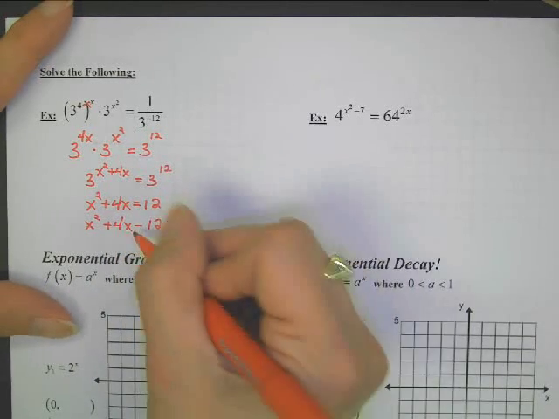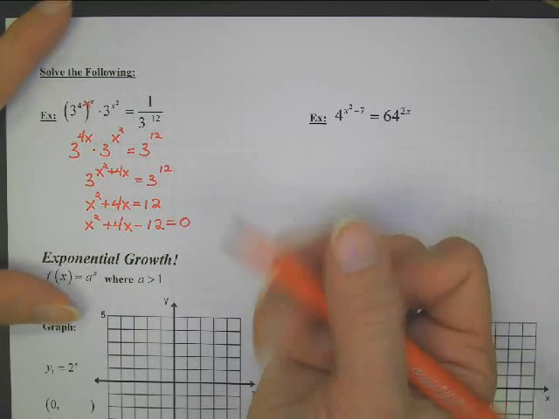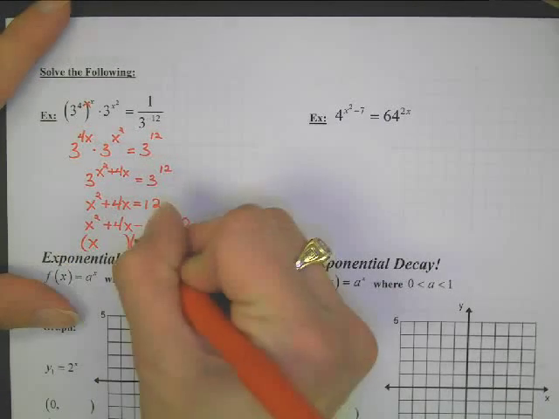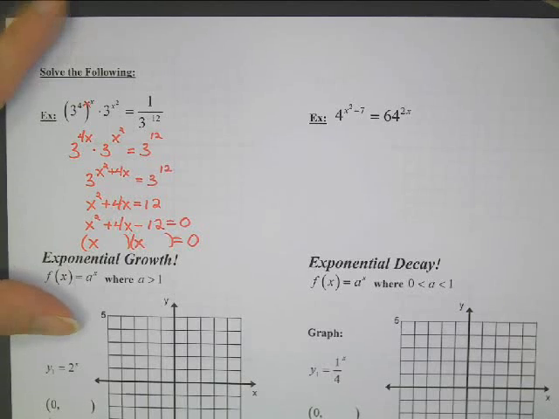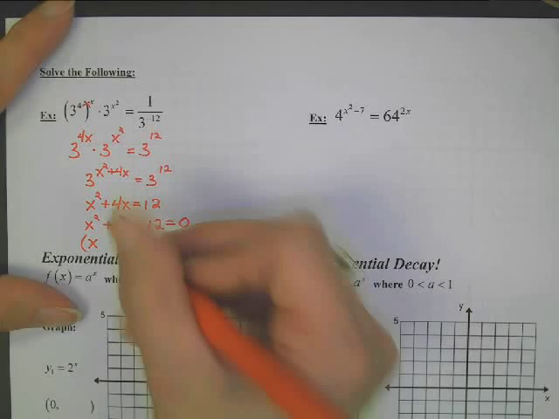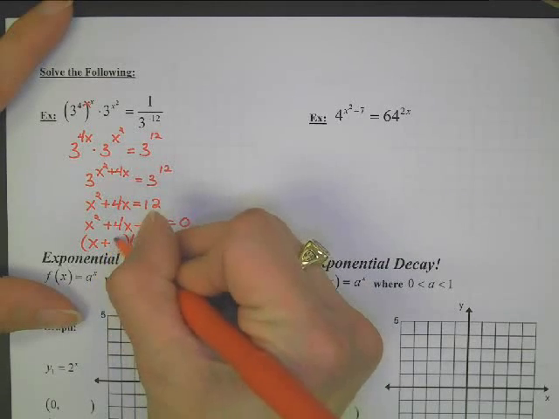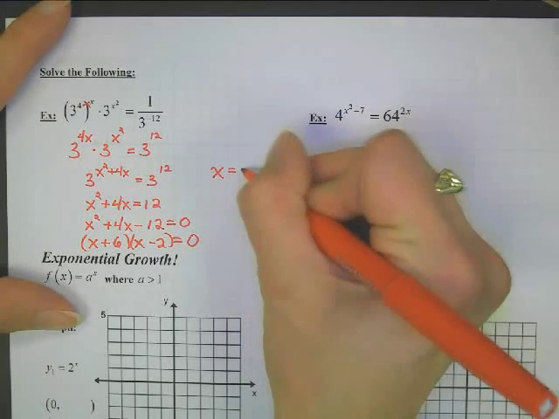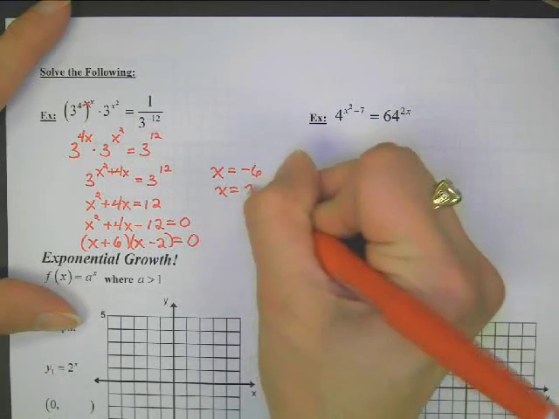Does this one factor? It does. All right, go ahead and factor it then. I know it's got to be x and x. How do you make a 12? But it's got to add to positive 4. So I think we're going to have to do a positive 6 and a negative 2. So there are two answers here, negative 6 and positive 2.